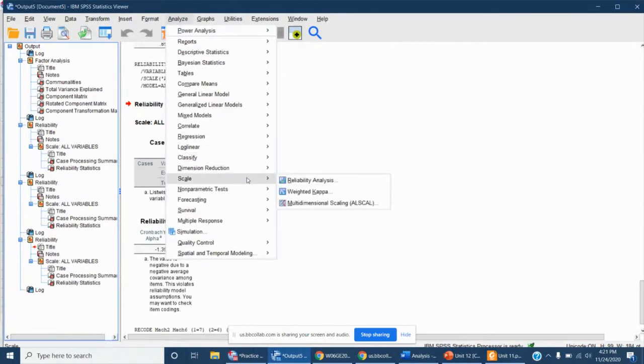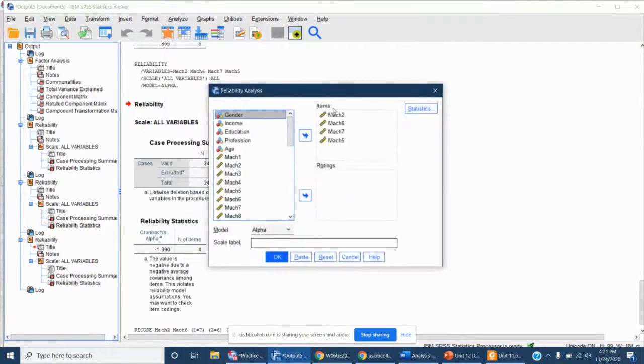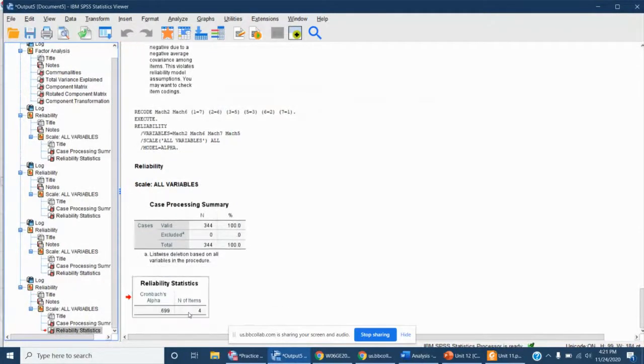We will go to the scale reliability analysis. Again, the four questions are there. So let us see whether we are able to solve the issue here or not. I will check the reliability statistics. Here the answer is 0.699.